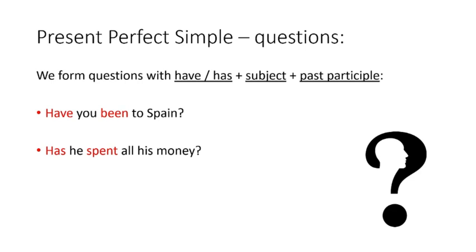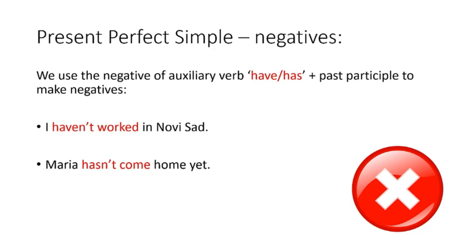Okay, let's take a look at negatives. We use the negative of auxiliary verb have or has and past participle to make the negative sentences. So the negative of have is haven't, and the negative of has is hasn't. I haven't worked in Novi Sad. Maria hasn't come home yet. Remember, this is different from past simple because the main verb remains in the past participle. So work, worked.